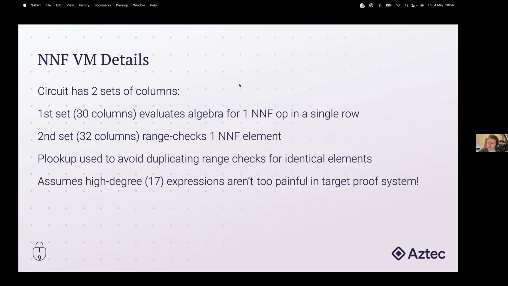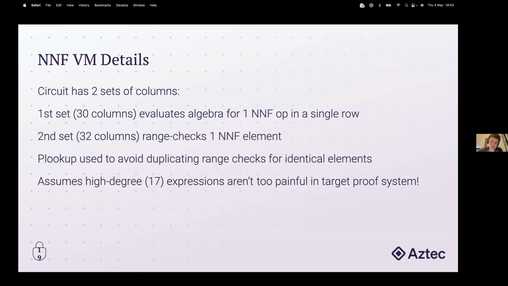The non-native field virtual machine, I think, is less unknown because I think that the EVM, zkVM folks have done one or two already. But the way I was thinking about doing it is you have two sets of columns. The first set basically evaluates all of the non-native algebra, like the algebra for a non-native field operation, as defined by that weird formula in the earlier slide. And then you have a second set of columns that do the range checks. So the columns that do the algebra, for each non-native field element that they've got, shove it in a lookup table to say, oh, wait, do a range check on this. And then you do them in a separate section in your circuit.